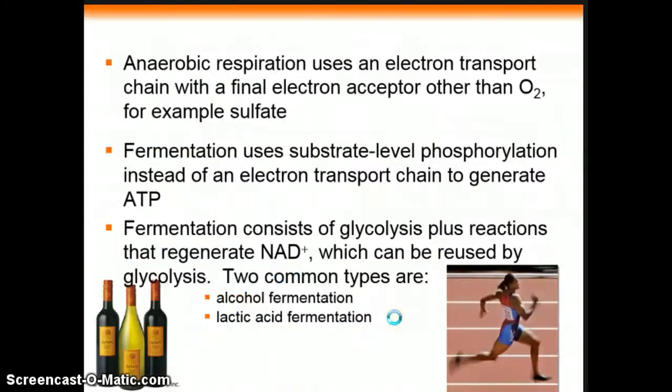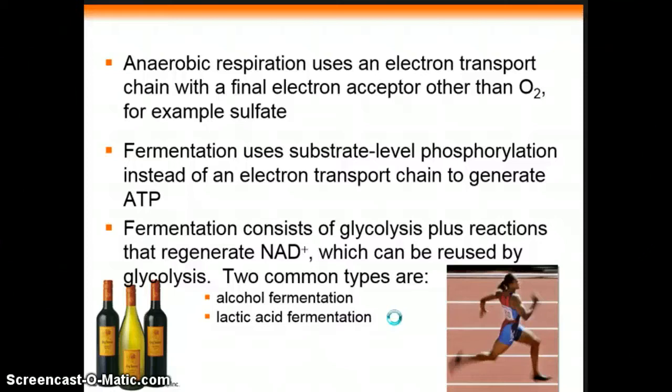So without oxygen, we have anaerobic respiration, which will use an electron transport chain. But in that case, we don't have oxygen, so the final electron acceptor is going to be some other molecule like sulfate. And in fermentation, we use substrate level phosphorylation instead of an electron transport chain to generate ATP. That substrate level phosphorylation is specifically glycolysis. So fermentation has glycolysis plus reactions to regenerate the NAD+ molecule to be reused.